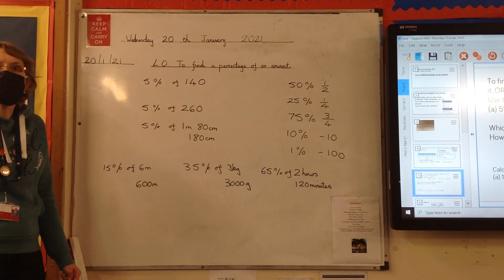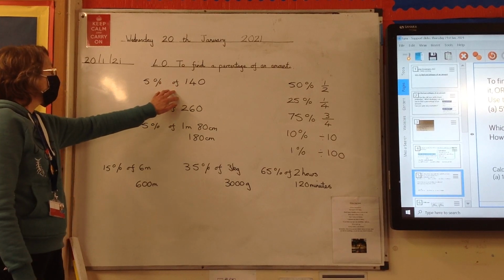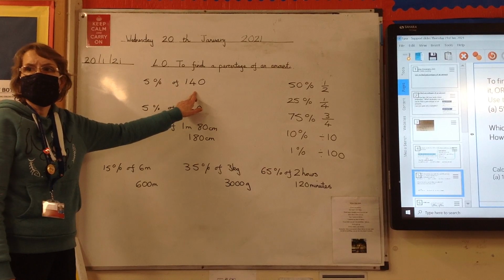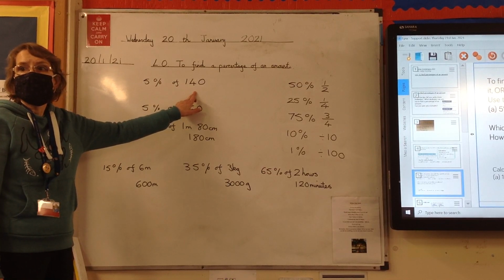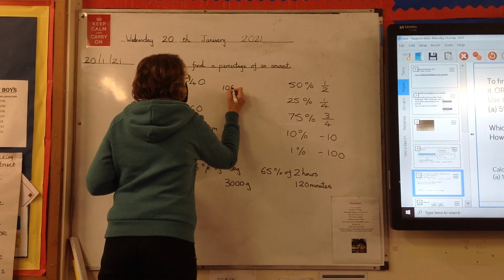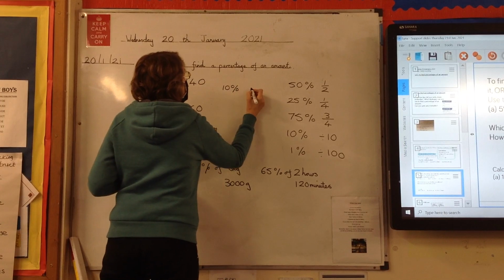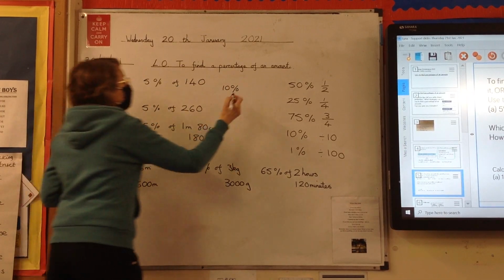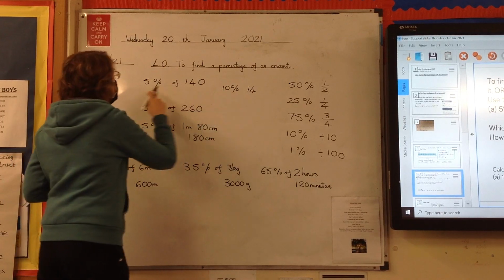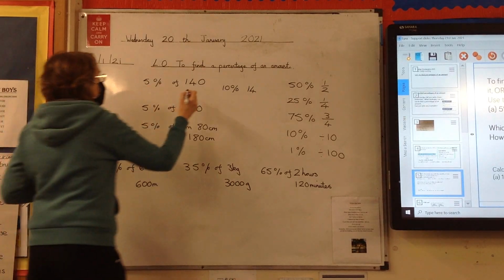Okay, so hopefully you've had a go at those at home. We have at school. First of all, 5% of 140. What do we know already? What can we use? 10%. We all know how to find 10% because you need to divide by 10, which will be 14. Good. So if 10% is 14, 5% would be half of that, which would be 7. Good.